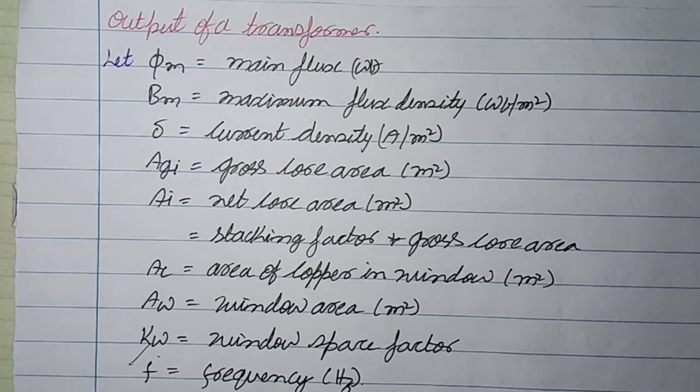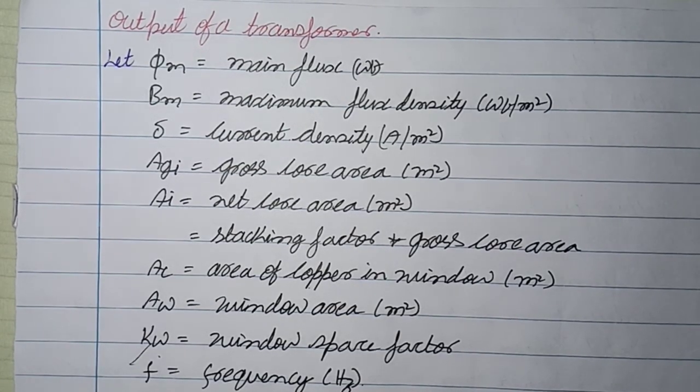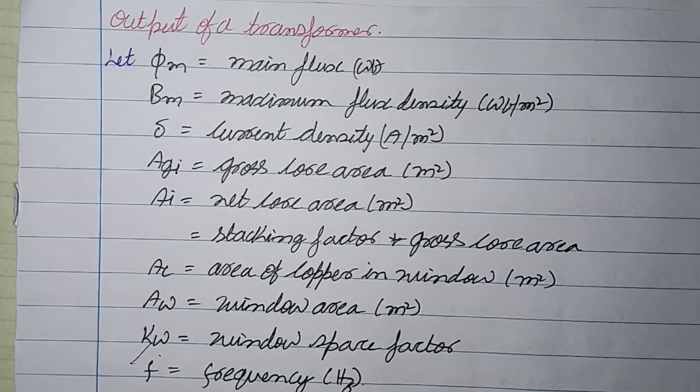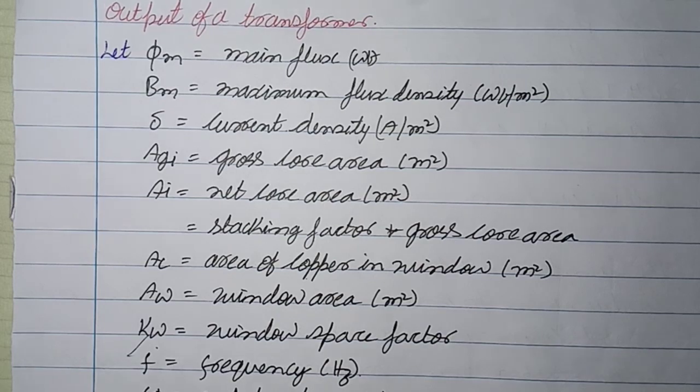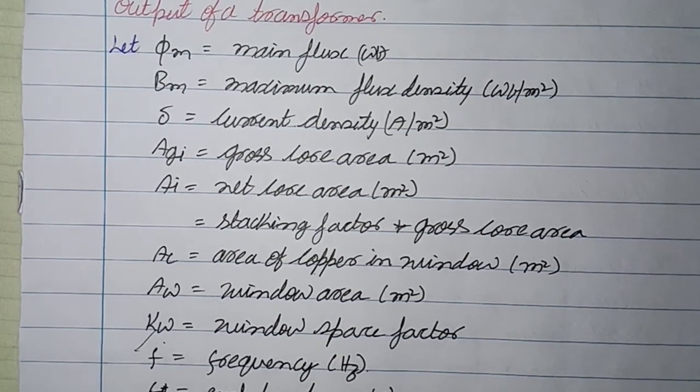Good morning everyone. Today we'll be going through the output equation of a transformer in the first part, and the second part is the voltage per turn. We are going to look out for these two derivations. So in the beginning of the derivations, we'll get familiarized with the notations that we are using.